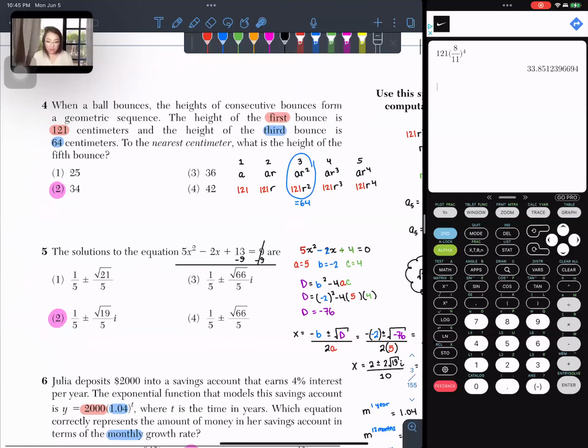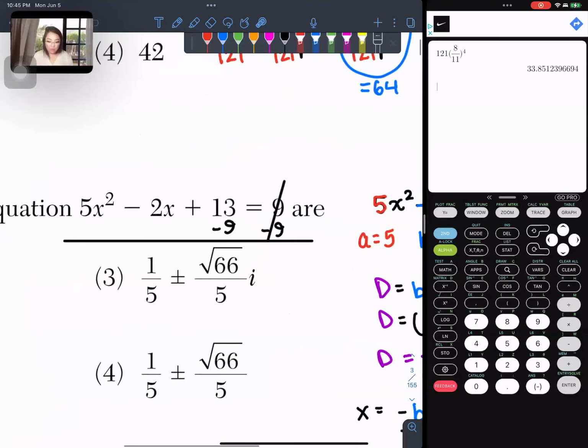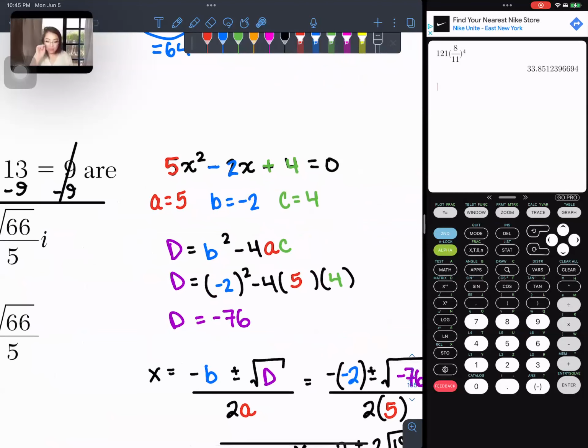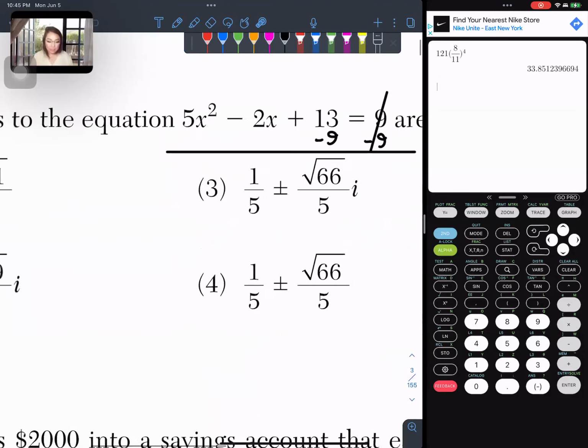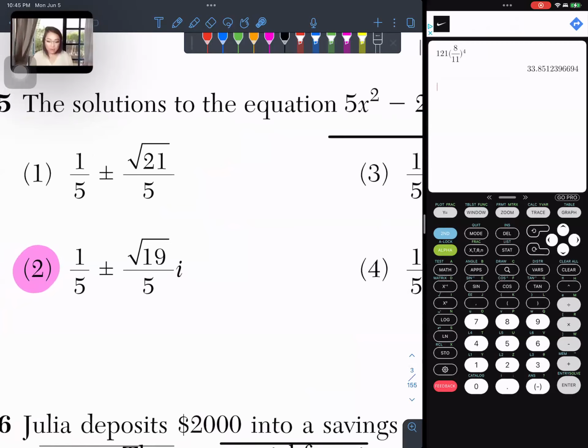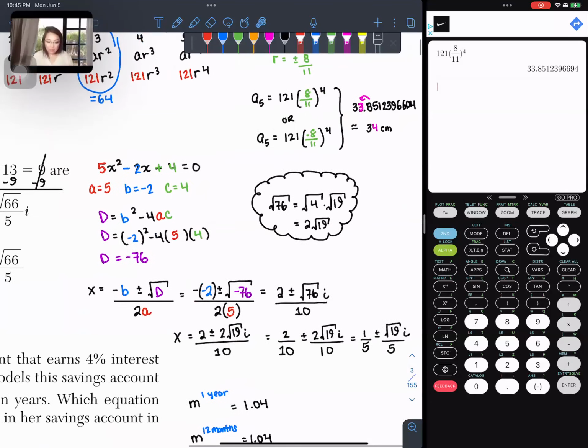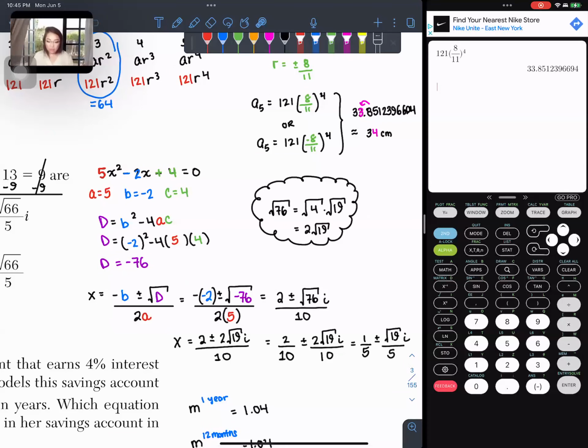Number 5 is a quadratic. Set it equal to 0 and find your discriminant, which is -76. The only choice that has an imaginary number is 3 and 2. Then you substitute it in and you have an output.